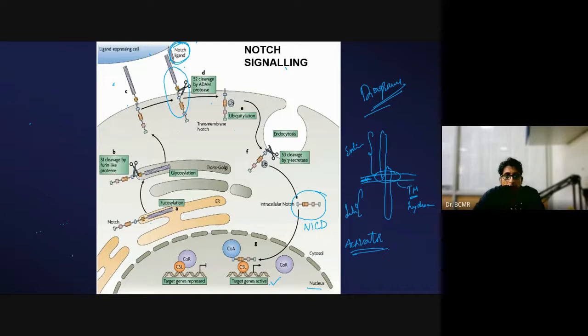So what you have to remember in this case is S1 cleavage, S2 cleavage, and S3 cleavage. S1 cleavage happens during the processing of the receptor. S2 cleavage happens after binding to the ligand. S3 cleavage happens after endocytosis, and then we get NICD. You might also want to remember the names: S1 cleavage by furin-like protease, S2 cleavage by ADAM protease, and S3 cleavage by gamma secretase. Okay?